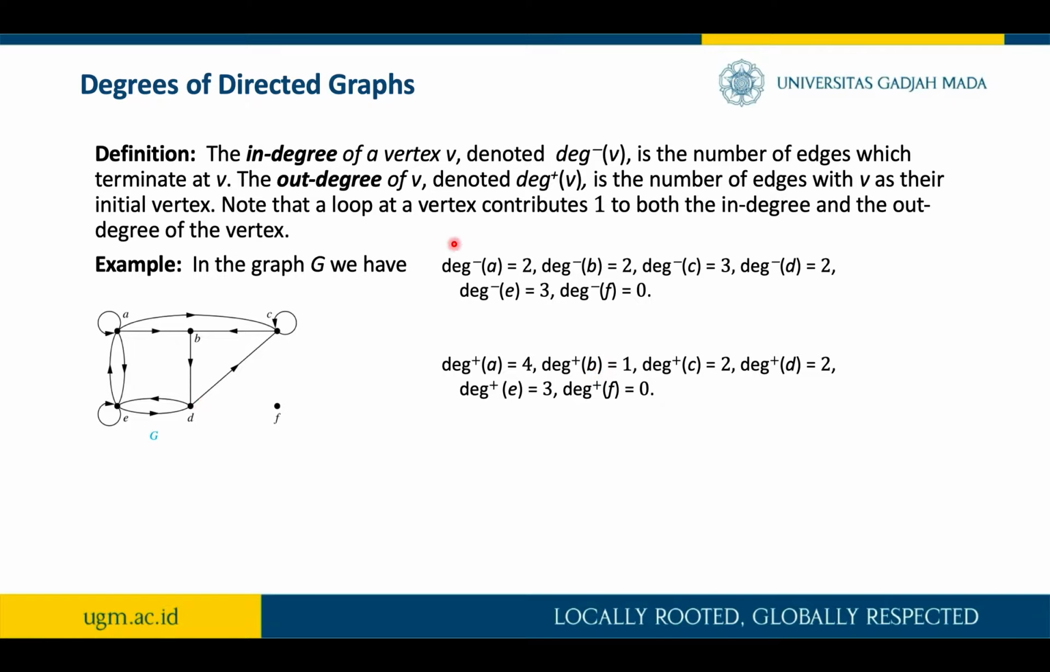So the out degree of P is 1. For a loop, it contributes 1 to both the in degree and the out degree of the vertex. So for example here, for A, this loop contributes 1 to the in degree and 1 to the out degree.